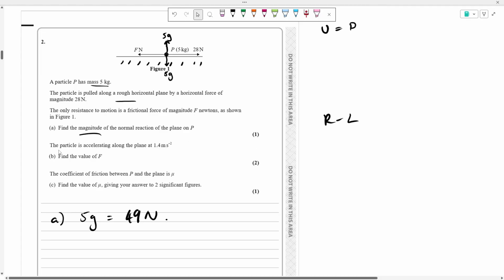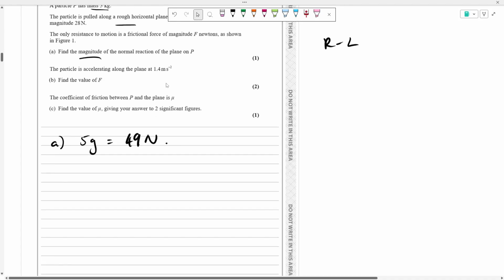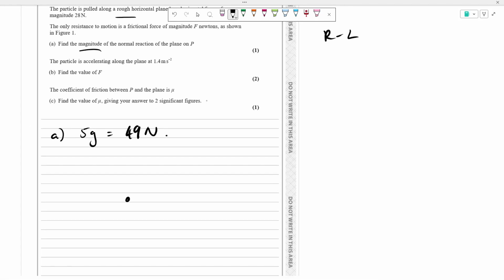So part B, the particle is accelerating along the plane at 1.4 meters per second squared, and it's asking us to find the value of friction. The way that friction works is you have two types really. One is your maximum friction, so that's called Fmax. And the other is when you just have friction opposing in the opposite direction.